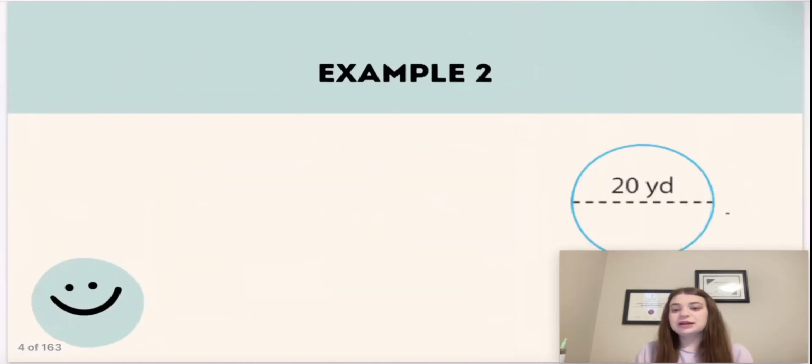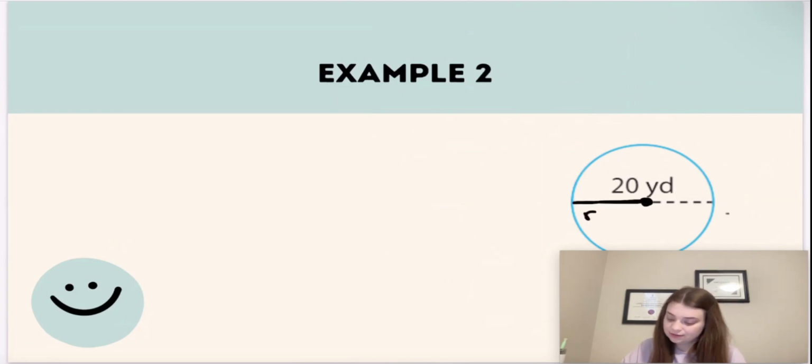All right, so let's try another one. In this case, we have that the diameter, the length all the way across, is 20 yards. So this is something we have to be a little bit careful of. They did not give us the radius, they gave us the diameter, but the radius, the distance from the middle, right, the center of the circle to the edge, is half the diameter.